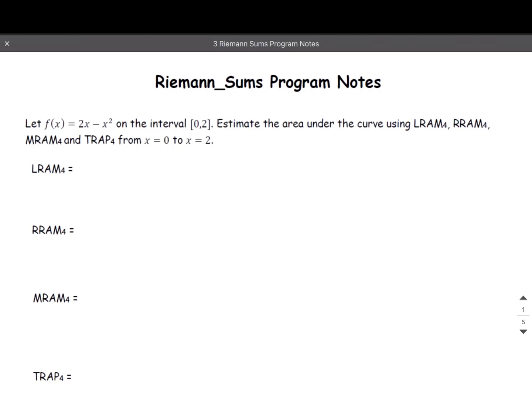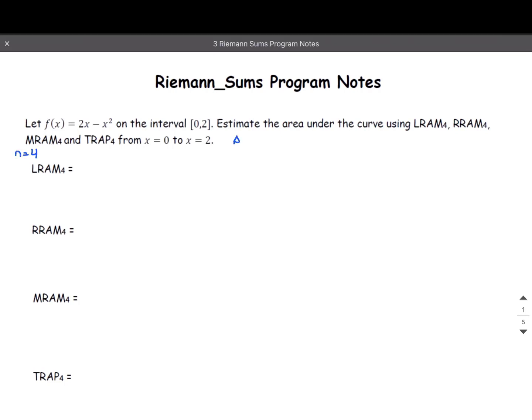So before we do that, let's start with a simple function. f of x is 2x minus x squared on the closed interval from 0 to 2. And we want to estimate the area under the curve using LRAM sub 4, RRAM 4, MRAM 4, and TRAP 4, which means we want 4 subintervals. So we're looking for n to be 4.